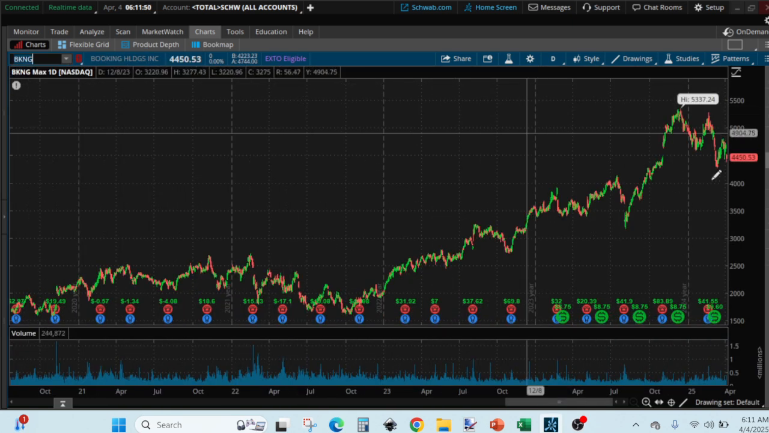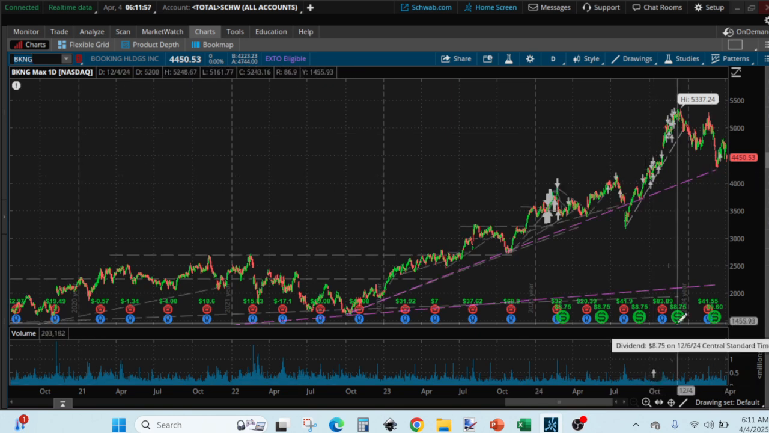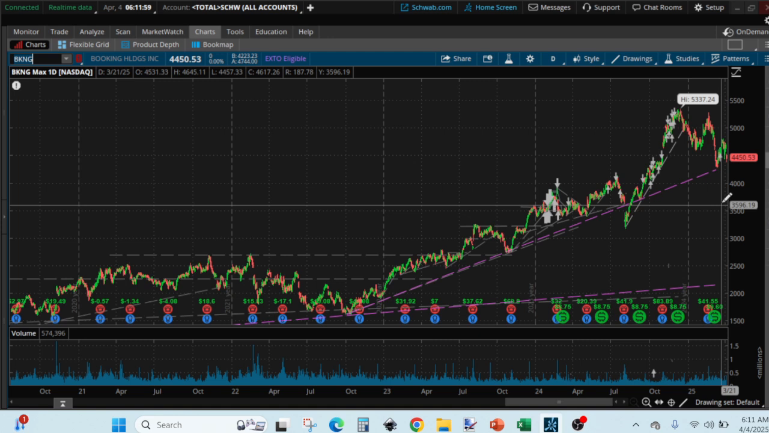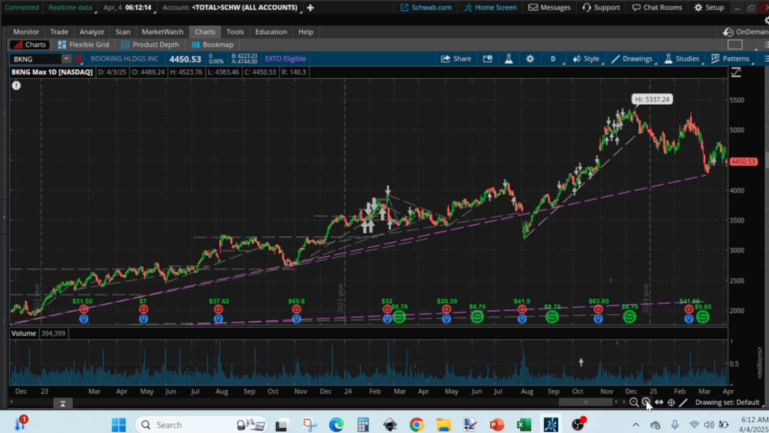So technically, to analyze the chart, we will be comparing where the price is to where we want to exit, since we already purchased it. So when you look at the chart, we are going to zoom.